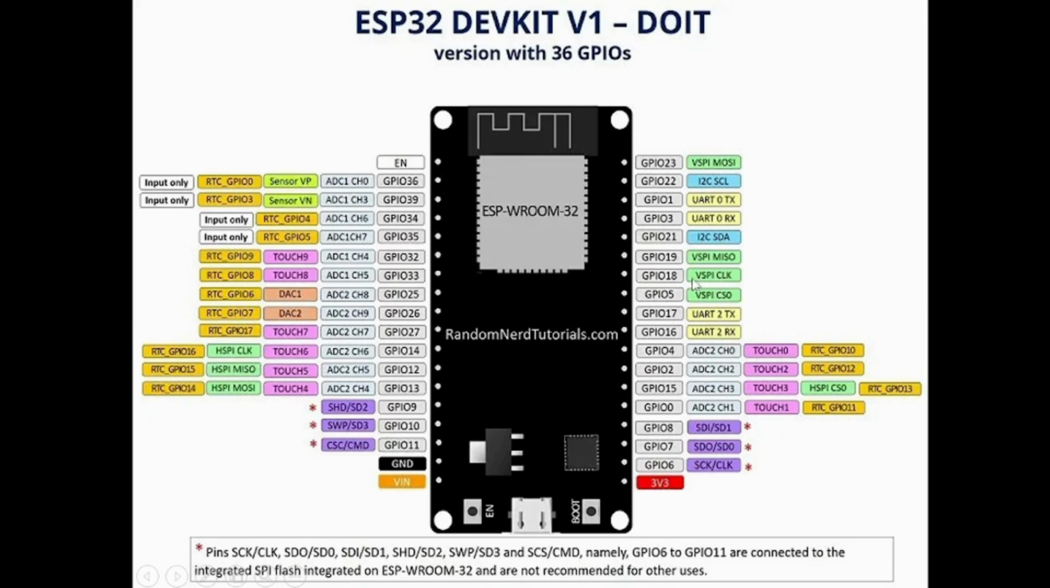This is the ESP32 board, and it looks like this. Here is GPIO 36 and the different pins. In the market we have different types of modules. It depends on how many pins you require; that's when you have to choose which board you are using.